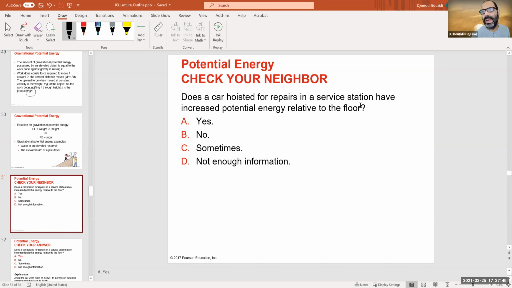Does a car hoisted for repairs in a service station have increased potential energy relative to the floor? Absolutely. Case in point, what if you cut the strings where it's attached or whatever it is? It's going to fall and convert that energy into kinetic energy. You guys understand? The test in here is a car. I'm lifting it up. So it was on the floor. I lift it up. Now, whatever is holding it in there, if something faults and stops working, this thing is going to convert that potential energy into kinetic energy, and actually can smash things at the end and change state and do work for us. So yes, okay.